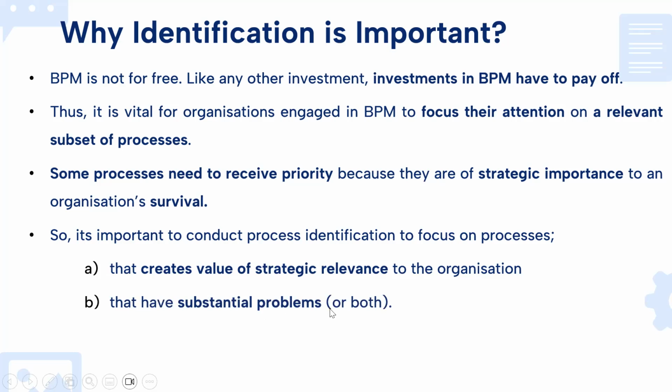For example, if you identify a process that is near perfect and you are going to improve it further, the payoff would not be very much if the process does not have many problems. In other terms, you can say a healthy process. If you select a healthy process for improvement, the improvement payoff, or the return on investment, would not be much higher. Because of that, we have to identify processes which have substantial problems, or both. Both means they create value of strategic relevance as well as have substantial problems. One of them or both of them should be evident when you are identifying a process.